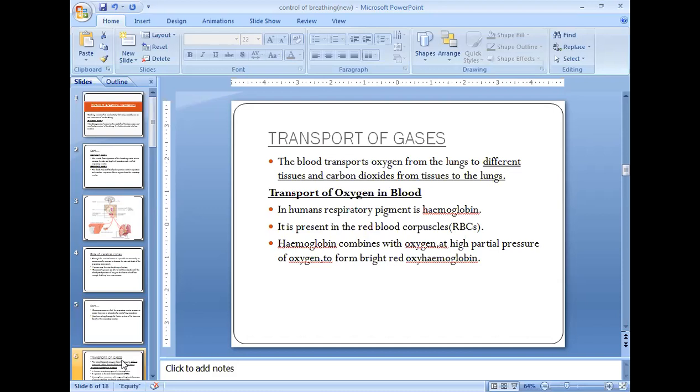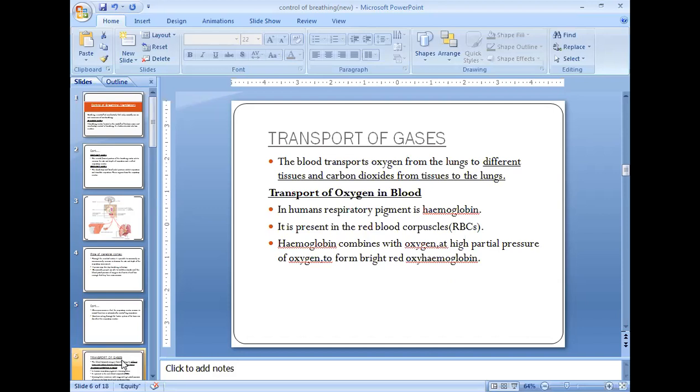Students, the next topic is transport of gases. The blood transports oxygen from the lungs to different tissues and carbon dioxide from tissues to the lungs. Students, transport of these two gases inside the body is mainly done with the help of blood. Now we will discuss the transport of both these gases, oxygen and carbon dioxide.